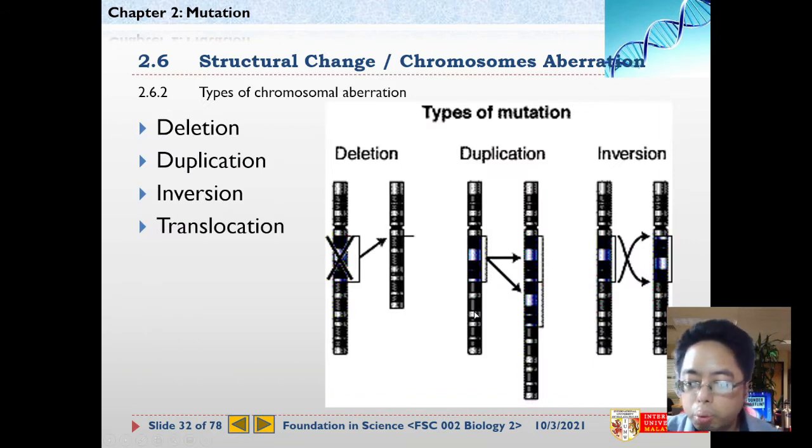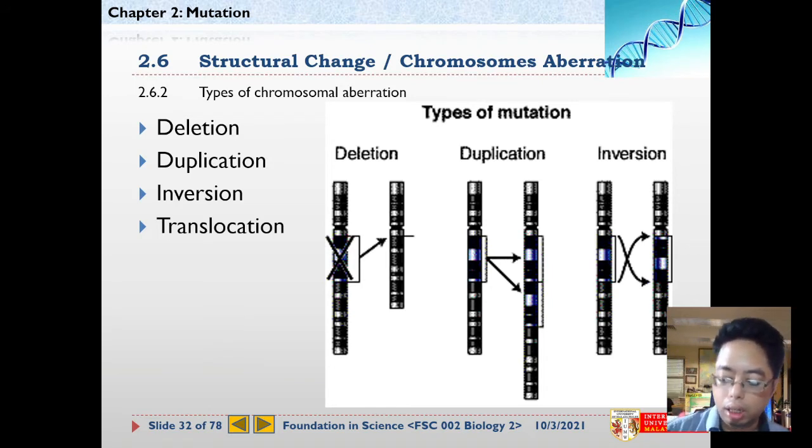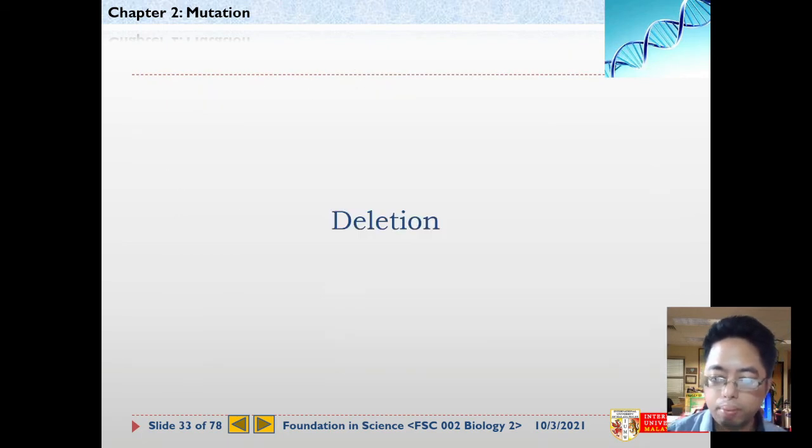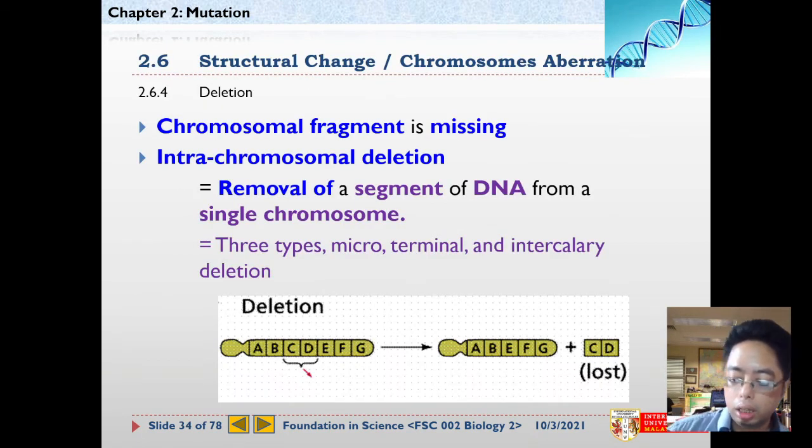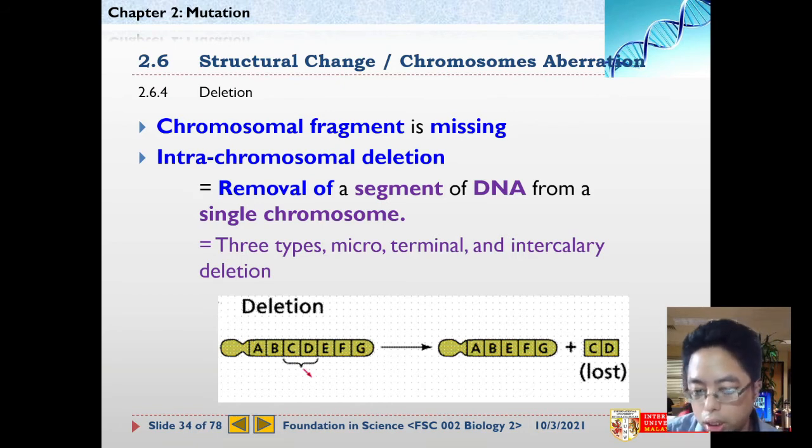So these are the words that you might be familiar with: deletion, duplication and inversion. But there's actually one more word that is new, which is translocation. This one is a little bit different, but let's go through it one by one. Deletion is just like the point mutation. It just involves segments of DNA being deleted. You have micro deletion, terminal deletion, and intercalary deletion.